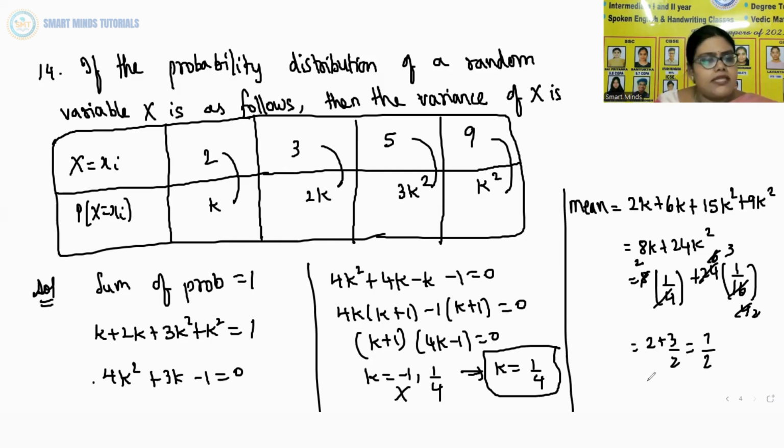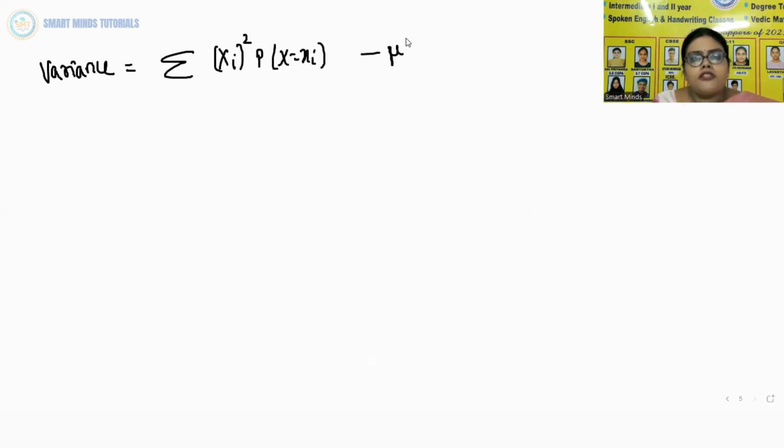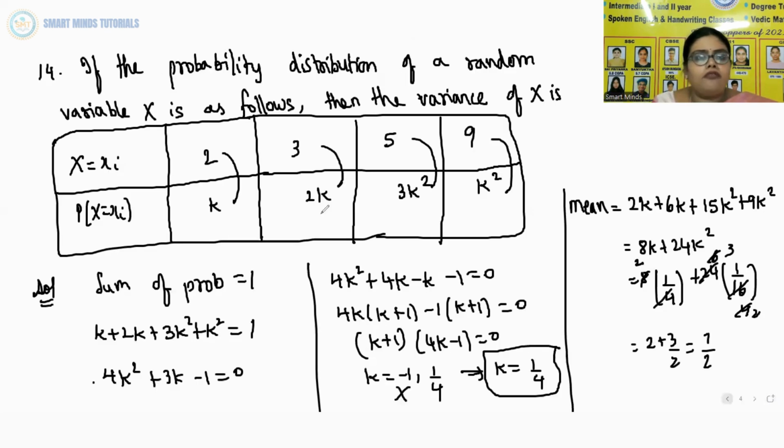So you got mean as 7 by 2. Okay. Now after finding the mean, we need to find out the variance. So what is variance? What is the formula for variance? That is sigma xi minus mu whole square into p of x. Mu stands for mean. That means what do you have to do?